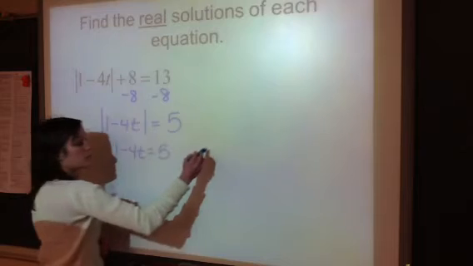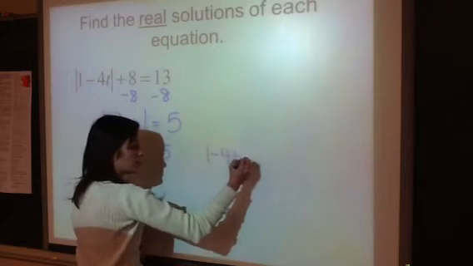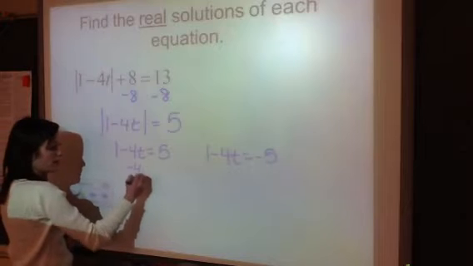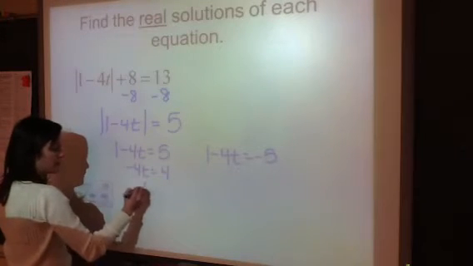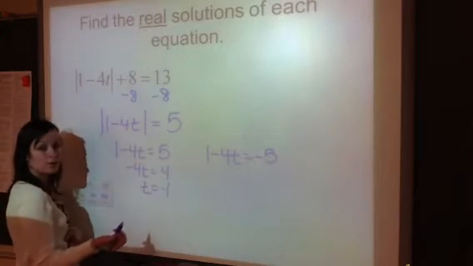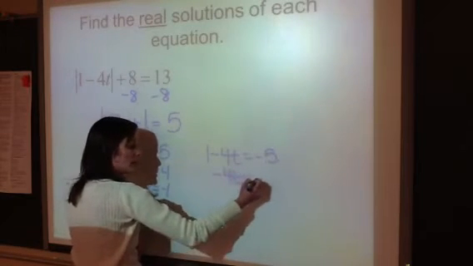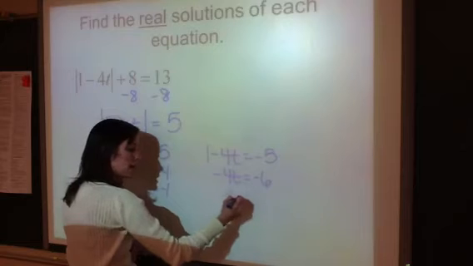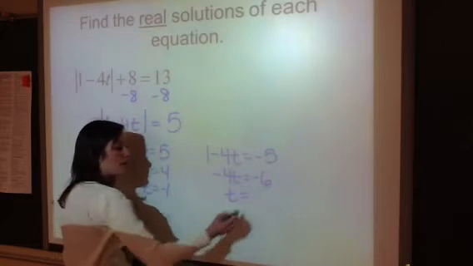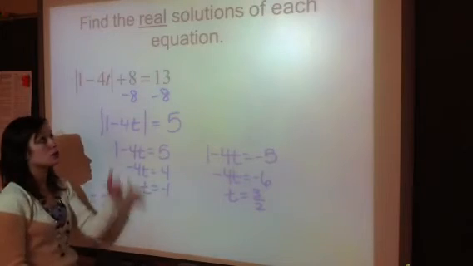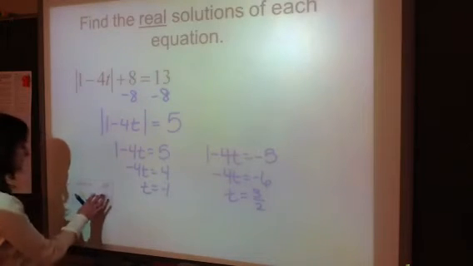1 minus 4t equals 5, and 1 minus 4t equals -5. So solve here. Subtract 1. Divide by -4. You get -1. Over here, subtract 1. So you're doing the same steps, but you're going to get a different answer. When you divide by 4, you get 3/2. So we have 2 different answers. Check them. See if they work.